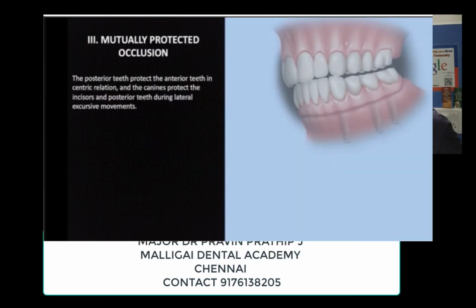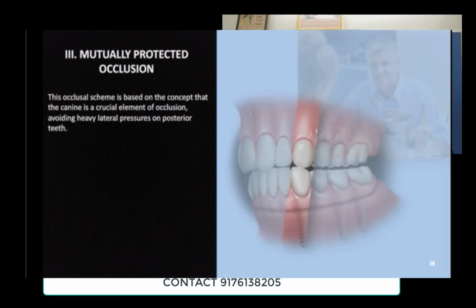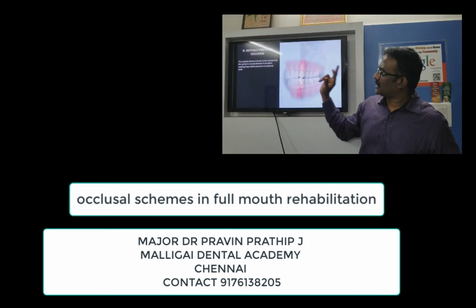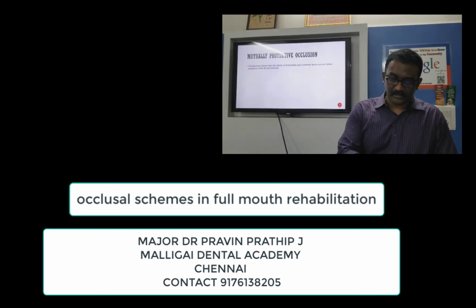In centric occlusion, when the jaw goes to the centric relation, the posterior teeth will protect the anterior, and the canines will protect the incisors and the posterior teeth during lateral excursive movement. When you move the jaw to the right side, the canine and canine will come in contact, and it will prevent contact of the anterior and also posterior teeth. So it is otherwise called canine guided occlusion, canine protected occlusion, or mutually protected occlusion. So this is how it is. Canine and canine alone will touch, this side will not touch, this side will not touch. So this is the protective occlusion.